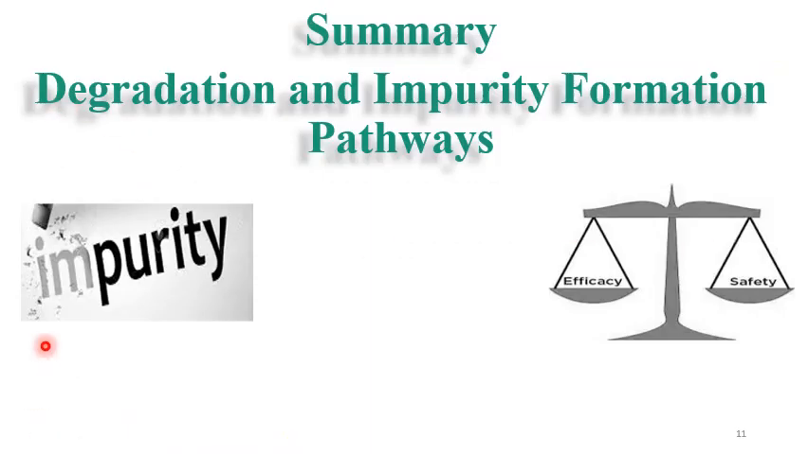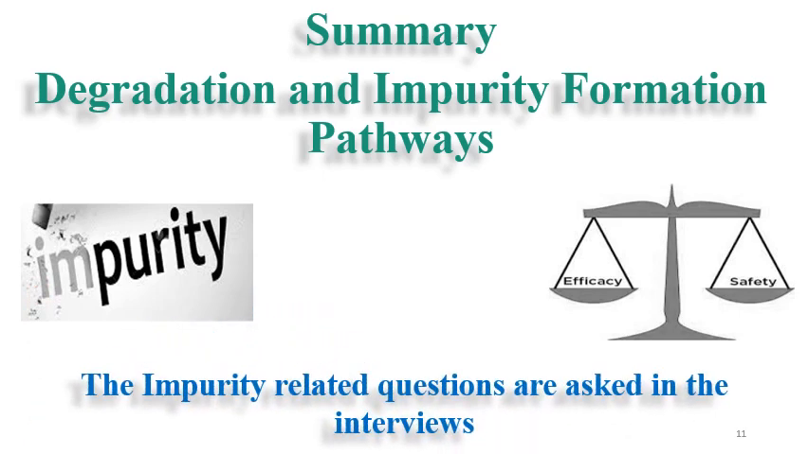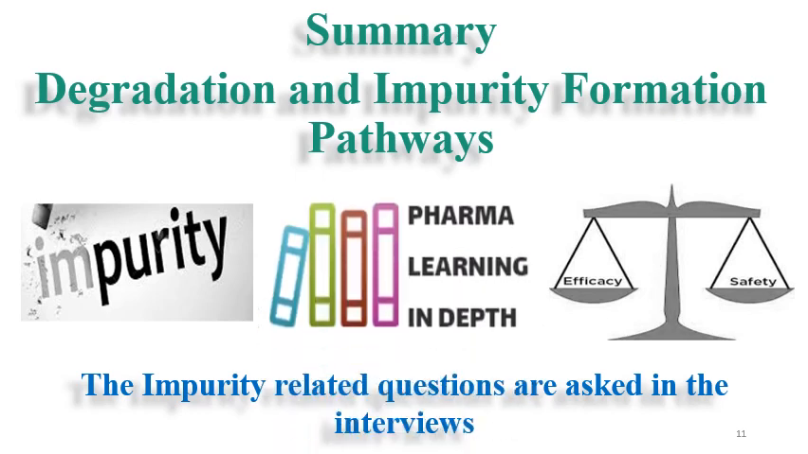So here we have seen the different types of degradation and impurity formation pathways. See, to develop a stable formulation, you should know how your formulation is getting degraded, how your API is getting degraded, what are the excipients, what is the manufacturing process, what is the packaging, and how we are going to make this formulation stable throughout its stability period or shelf life. That's why understanding the impurity formation pathways is very much important.